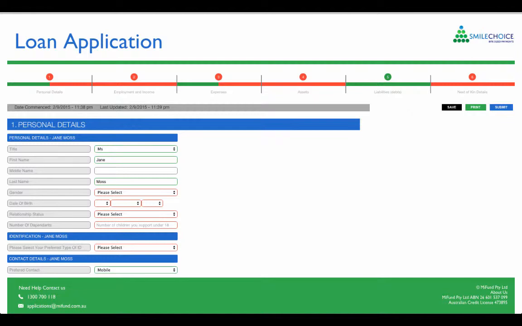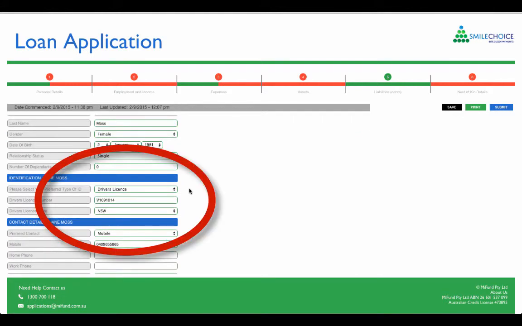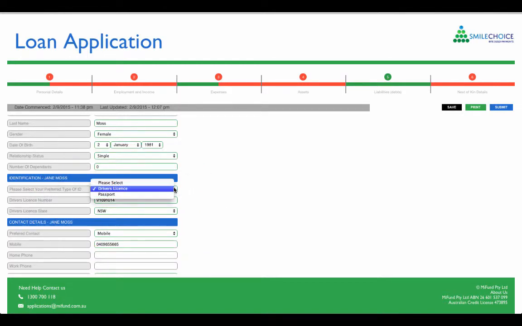In the personal details section, we require the full legal name, the gender, the date of birth, and the relationship status. If details need to be amended, click on the relevant box and correct the details. In the identification details, the patient needs to provide either a driver's license or passport detail. You can do that by selecting from this drop-down box.